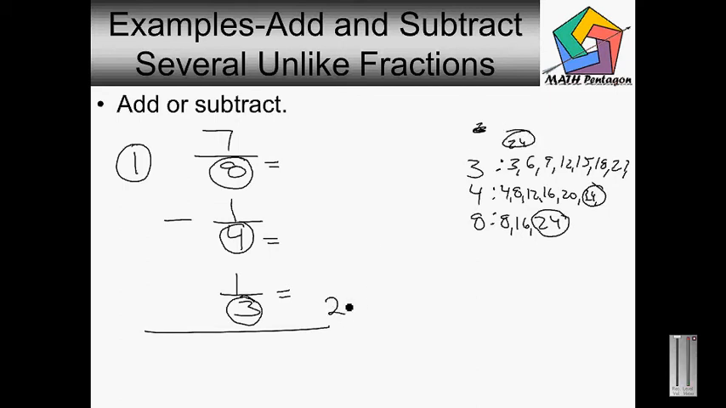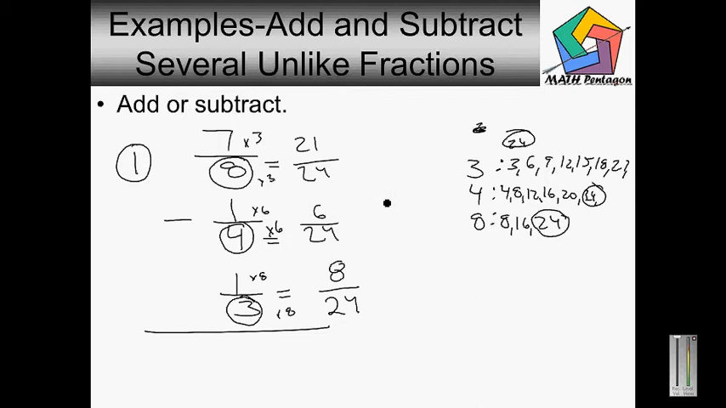So we put 24 as our new denominator. 3 goes into 24 8 times. 1 times 8 is 8. 4 goes into 24 6 times. 1 times 6 is 6. 8 goes into 24 3 times. So 7 times 3 is 21.